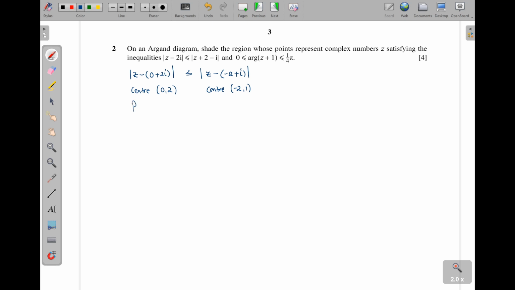So here we draw a perpendicular bisector. We look at those points which are equidistant from the 2 points. That has to be the line which is in the middle. All the points on this line here are the same distance from this other one here, like that. So a perpendicular bisector of a line joining the centers, joining points 0, 2 and negative 2, 1.